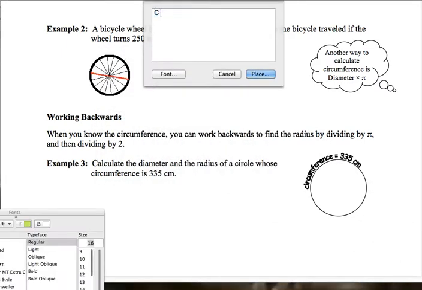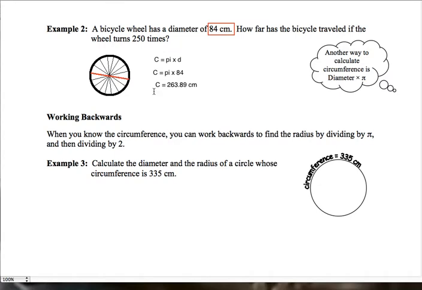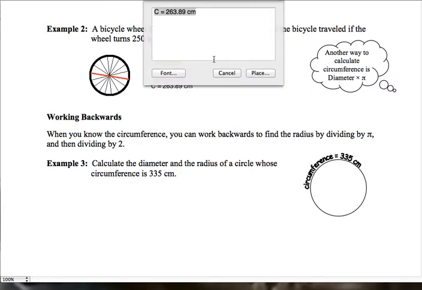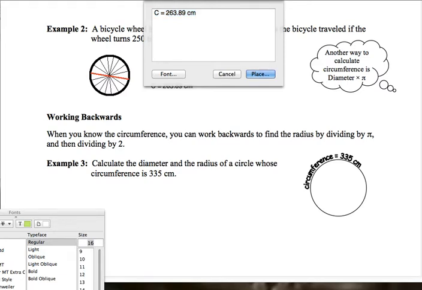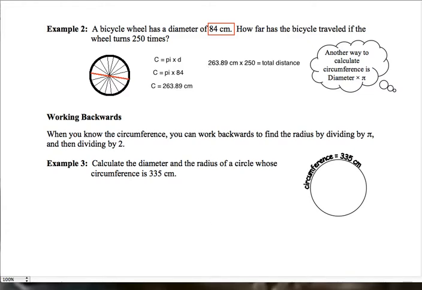Circumference is 263.89 centimeters. Great. Not the answer to the problem yet, but the right next step. So now if I want to know how far it's traveled if the wheel turns 250 times, that means the circumference of the wheel is going to be laid out on the ground 250 times. So I take this circumference and I multiply it by 250. Okay, so I say, all right, I've got 263.89 centimeters. That times 250 equals total distance. That's what I'm trying to figure out here. So let's do that calculation now.